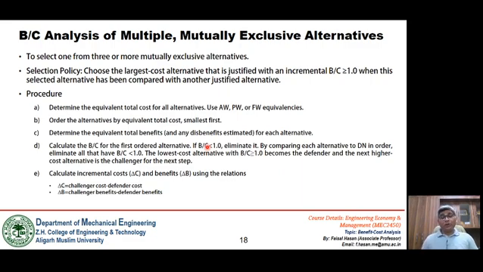Now if we have more than two options, n number of options, or 3 or 4, whatever, we will extend what we have discussed so far. What we have to do is compare step by step, one option compared with the second one. Then we select one among the two on the basis of incremental B by C ratio. Once it is selected, we compare it with the third one. Again, the selected one will be compared with the fourth one, and so on.